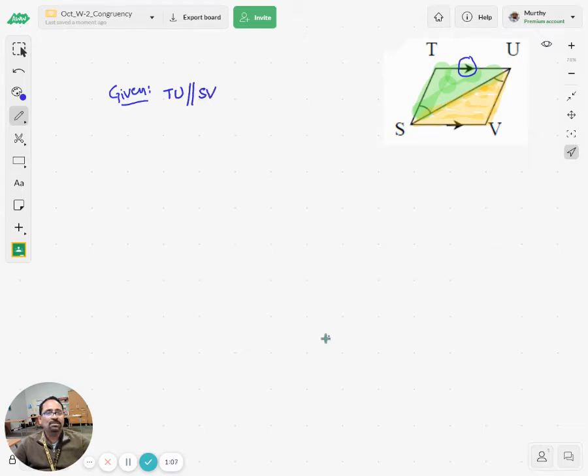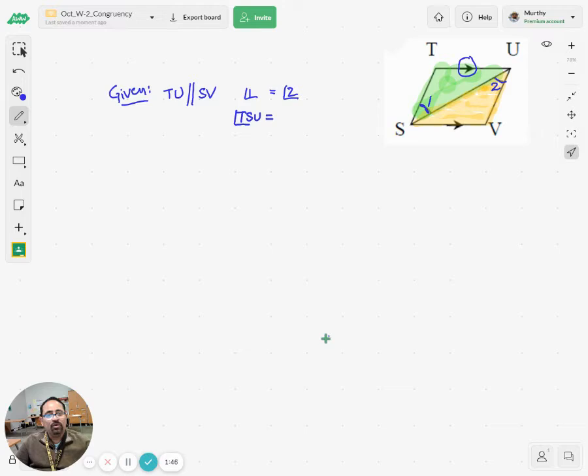And anything else? Yeah, just to make it a little easier, I can say that angle 1 and angle 2 are marked. So these two angles are equal. Angle 1 equals angle 2. To be more specific, if I name this one, angle 1 is TSU. So angle TSU equals angle 2.